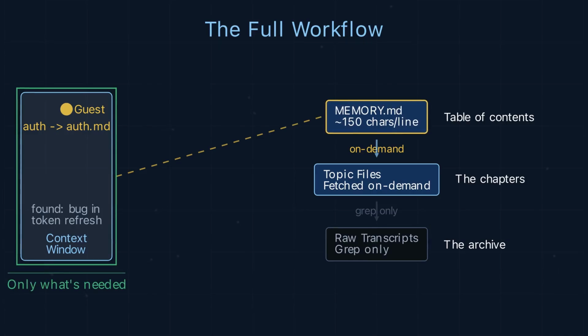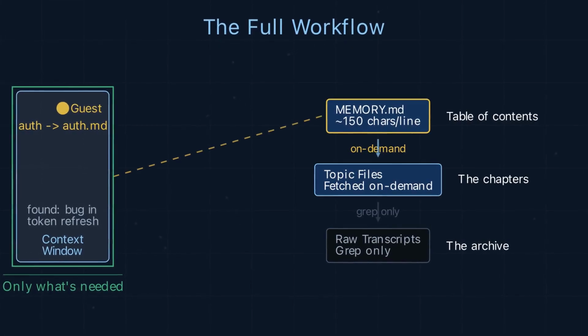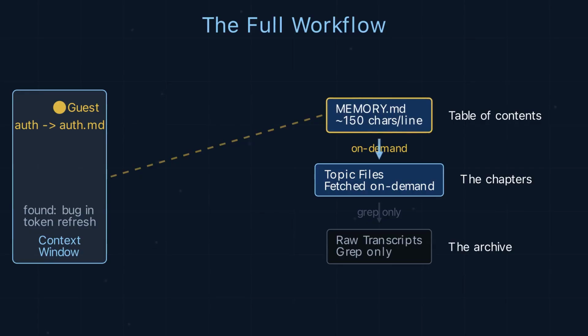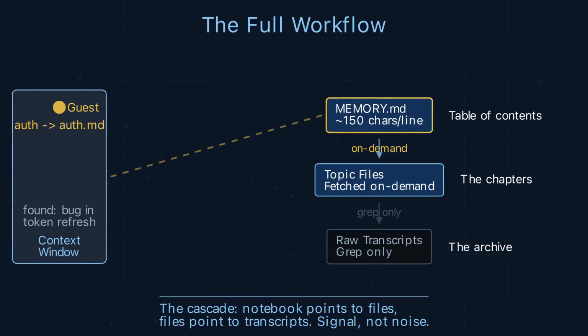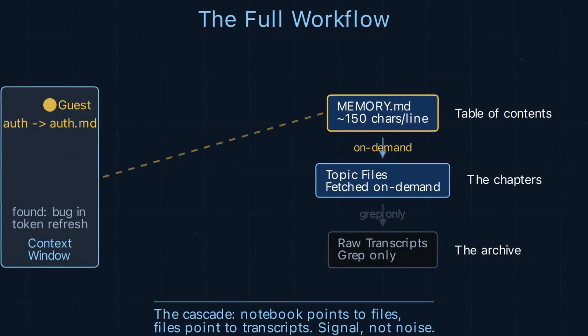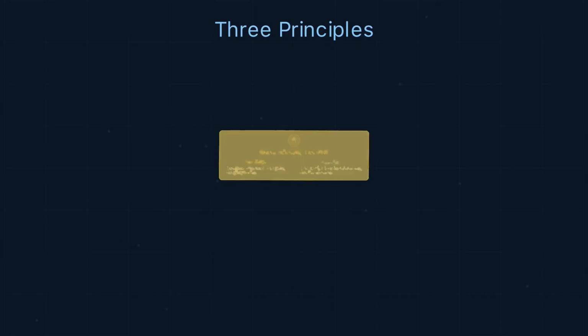At no point did the agent load everything. The context window held only what was needed, when it was needed. This is the cascade. Notebook points to files. Files point to transcripts. Each layer filters and focuses, so the context window always contains signal, never noise. This architecture rests on 3 principles. Let's examine each one.